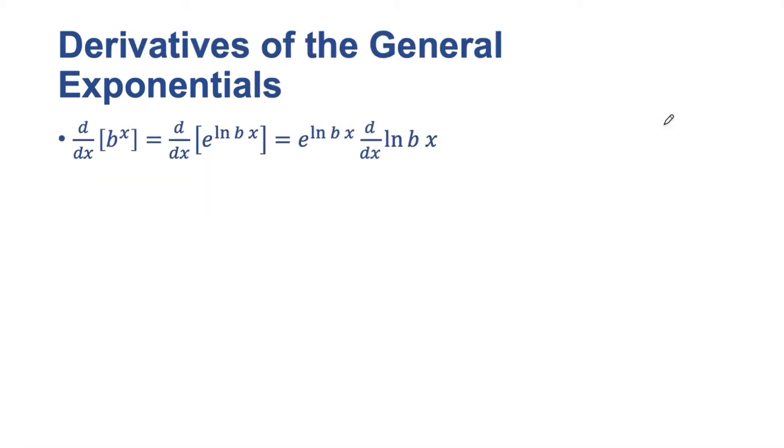Alright, so now let's expand to the general exponential. Let's say I have a function b to the x and I want to take the derivative of that. We can use some logarithmic properties and some exponential properties to rewrite this as e to the ln of b times x, and take the derivative of that. And we can continue to rewrite this and we will get that the derivative of b to the x, our general exponential, is equal to b to the x times the natural logarithm of b. So that's how we are going to expand to our general exponentials.